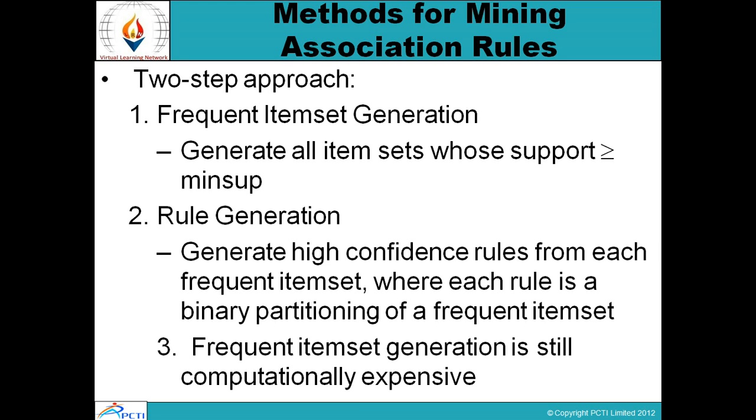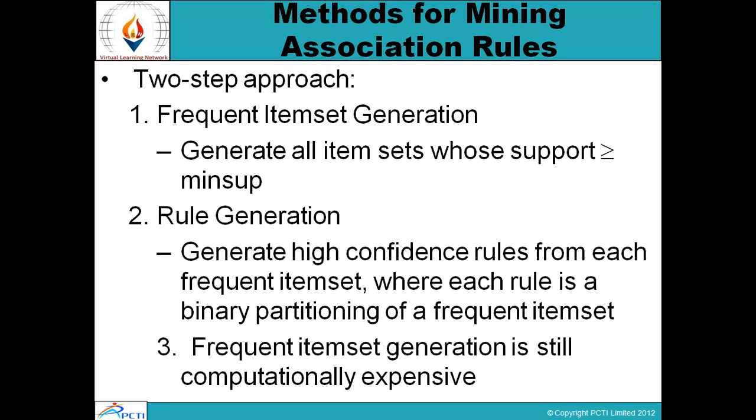Now let us learn the method for mining association rules. It's a two-step approach. The first is frequent item set generation, which generates all the item sets whose support is greater than or equal to the minimum support. The second is rule generation, which generates high confidence rules from each frequent item set, where each rule is a binary partition of a frequent item set.